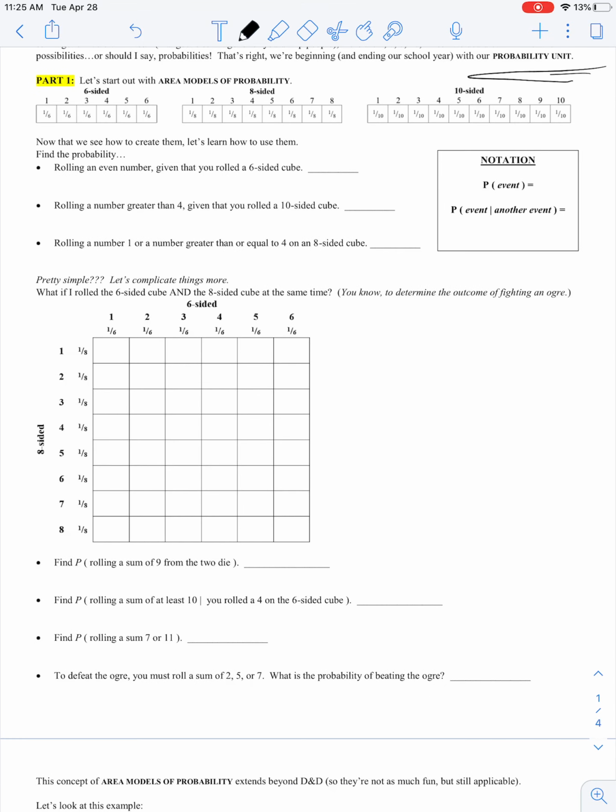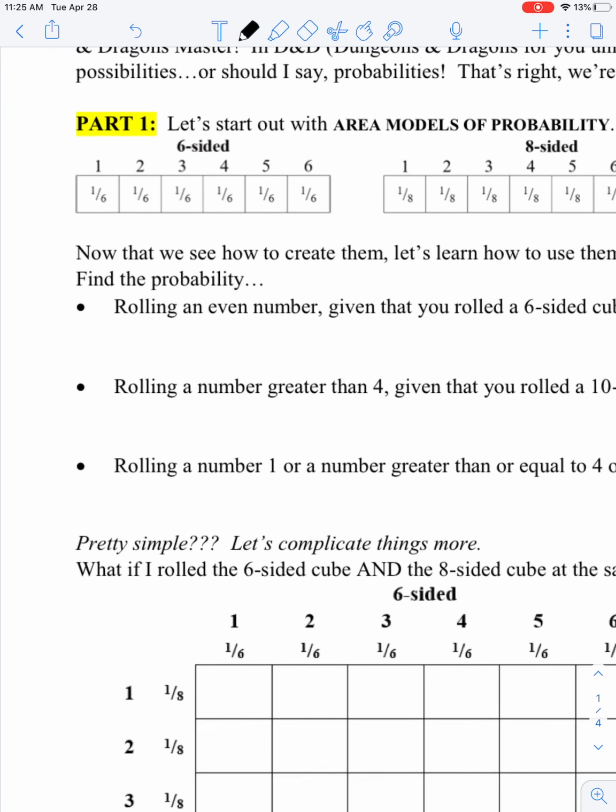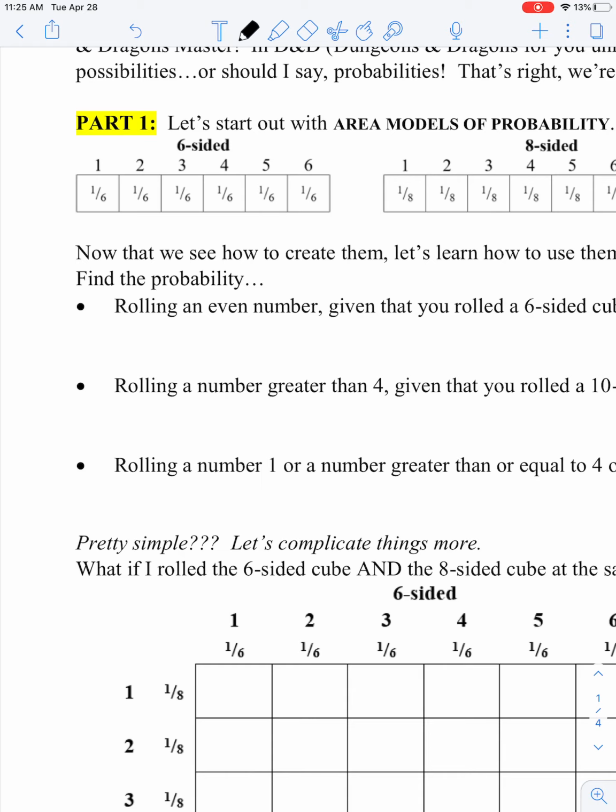Okay, let's start with area models of probability. So area models are made to show the probability of different events happening. We have one event, one 6-sided die being rolled, and the area of that square is the probability of that event. So the probability of rolling a 1 on a 6-sided dice is 1/6. The probability of rolling a 5 on a 6-sided dice is also 1/6.